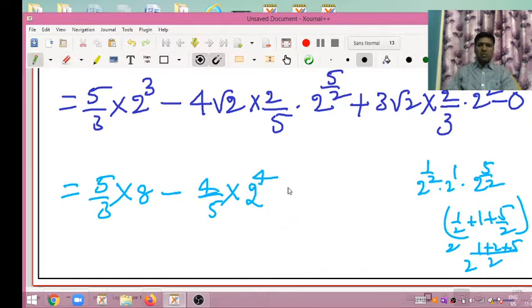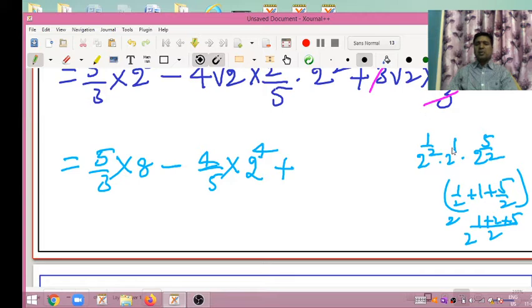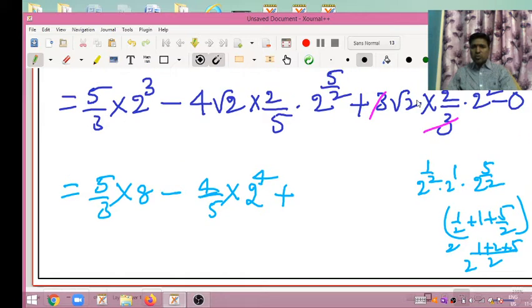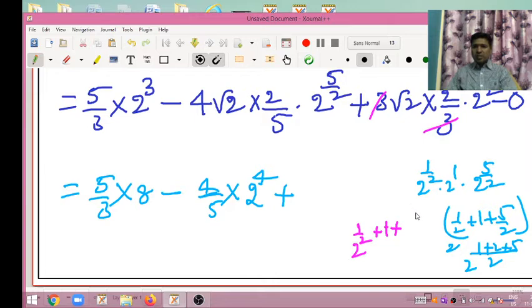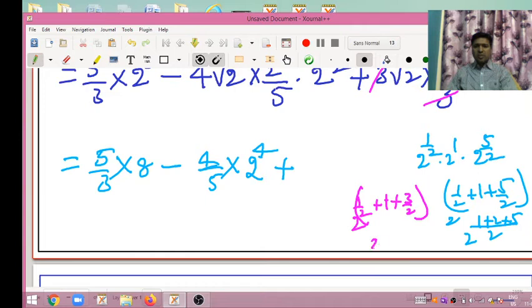2 to the power of 4 plus, here 3 gets cancelled. So all powers should be added. So that is 2 to the power of 1 by 2 plus 2 to the power of 1. So 2 to the power of 1 by 2 plus 1 plus, again what, my dear friends? 2 to the power of 3 by 2. So by adding this one, 2 to the power of LCM 2, 1 plus 2 plus 3. So 3 plus 3, 6 by 2 means 2 to the power of 3 will come, 3 by 2.